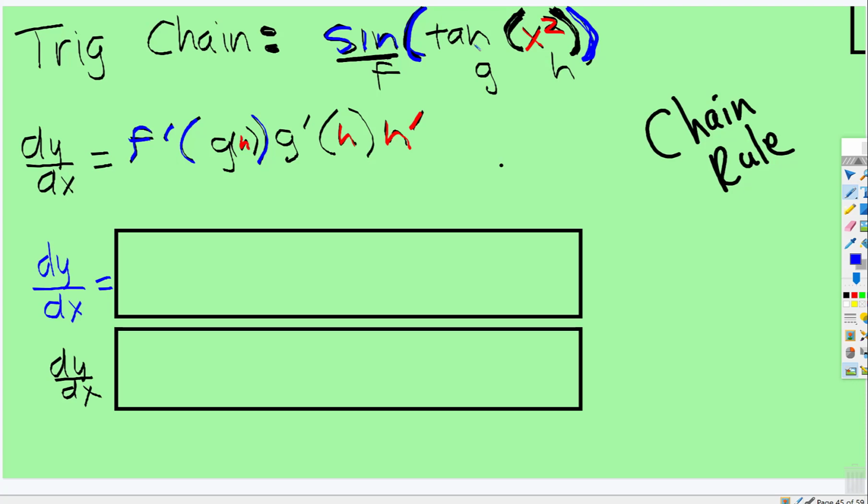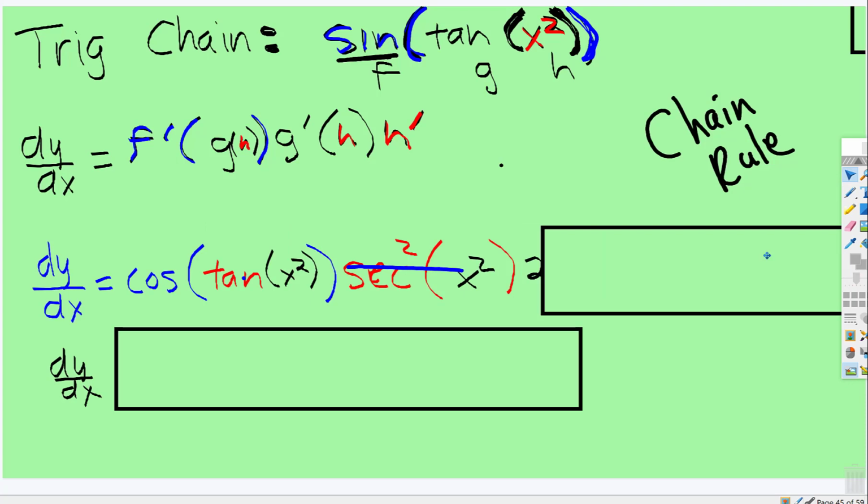The chain rule says you take the derivative of f, so the derivative of sine, and you leave the theta intact, tangent x squared. Then you take the derivative of the g, well, the g is tangent, so take the derivative of tangent, leaving the x squared intact, and then you take the derivative of x squared. So, whoops, this is what that would look like.